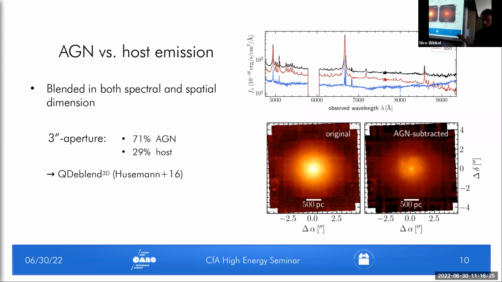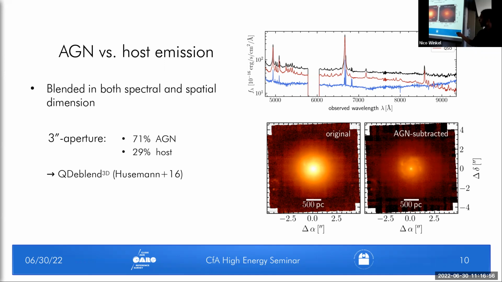So we've used the software to separate the emission from the AGN that is called QDeblend3D. And this is a 3-dimensional problem because the point spread function has a 2-dimensional extent in the image plane, of course, but also depends on wavelength. So you need to understand what the wavelength dependency that is induced by the adaptive optics system is before subtracting this. And the result of this, you can see here.